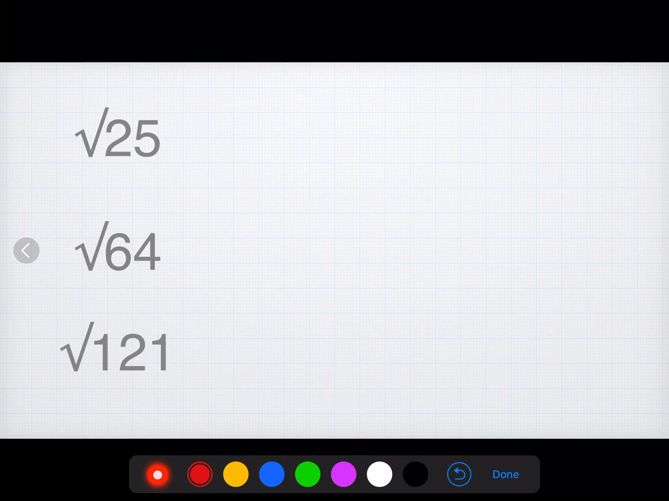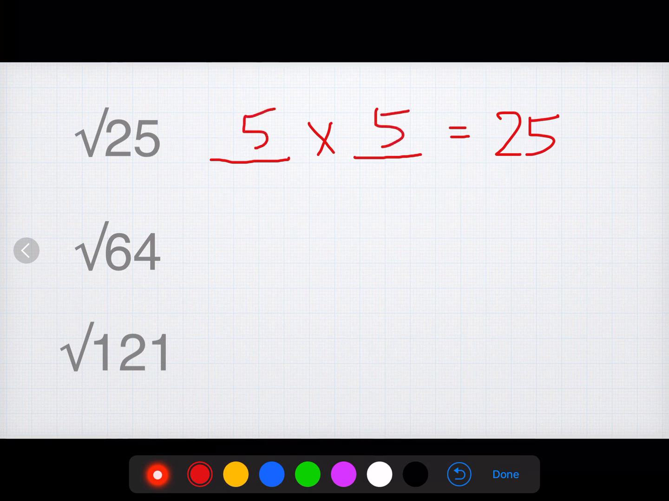But moving on to square roots. Like I told you, we follow the same concept of squares. Okay? But it's the complete opposite. So the first one I have is square root of 25. As you can see, I have the symbol and I have a number inside that symbol. So it is read square root of 25, square root of 64, and square root of 121.